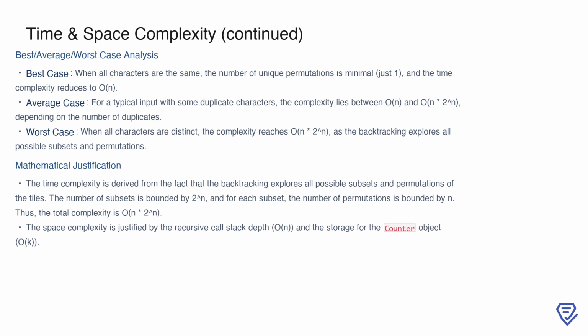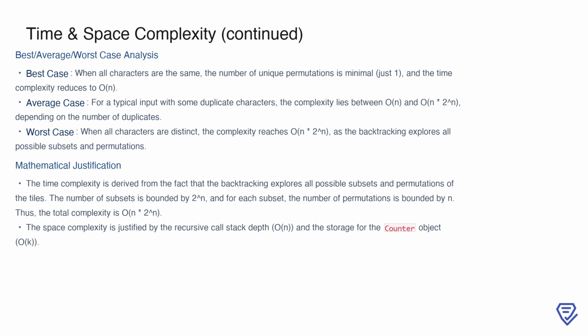In the best case, where all characters in the input are identical, there is only one unique permutation. This reduces the time complexity to n, as the backtracking process terminates quickly. In the average case, where the input contains some duplicate characters, the complexity lies between n and n*2 to the power of n, depending on the number of duplicates and how they affect the number of unique permutations.